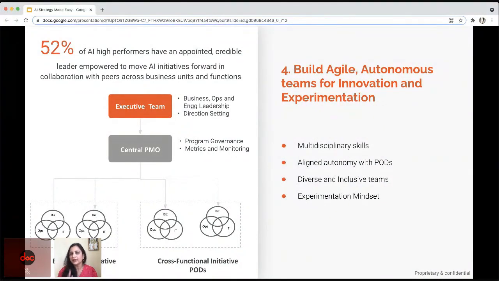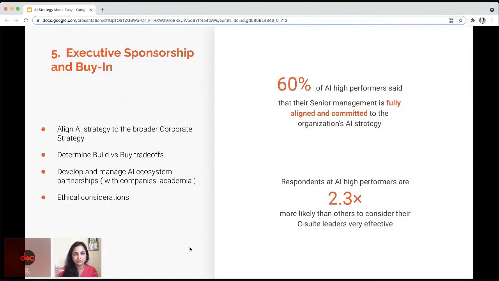The pods focus on certain KPIs. And here also, building diverse and inclusive teams and having an experimentation mindset are important, again because of that previous point around bias and fairness in data. There is a huge chance that your models and results can be biased, so you really need diverse teams. And the fifth point is your executive alignment. When your executives are aligned, they can help you achieve what you want to do. That means aligning your AI strategy with your corporate strategy and making decisions on whether you build or buy. So those are some of the key points.